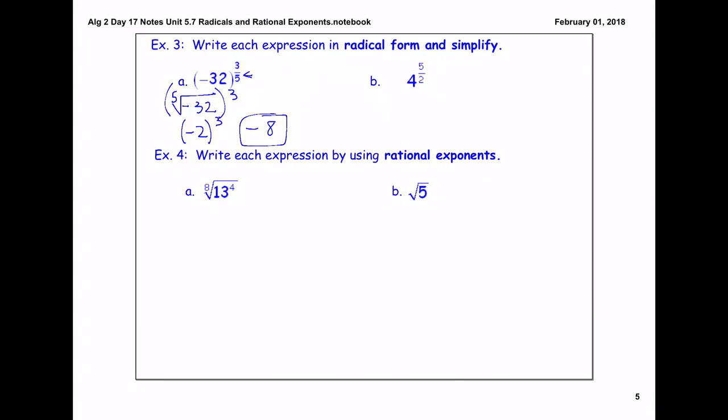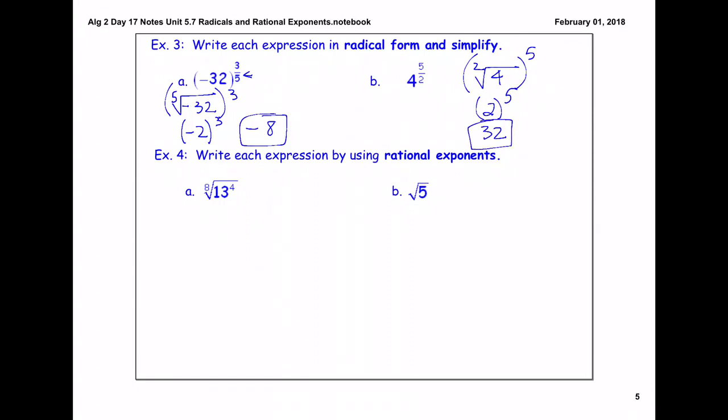Again, let's look at b, 4 to the 5/2 power. My index is my denominator, which is a 2. The square root of 4, I know what that is, so I'm going to put my numerator on the outside as my power. Square root of 4 is 2. 2 to the 5th power is 32.